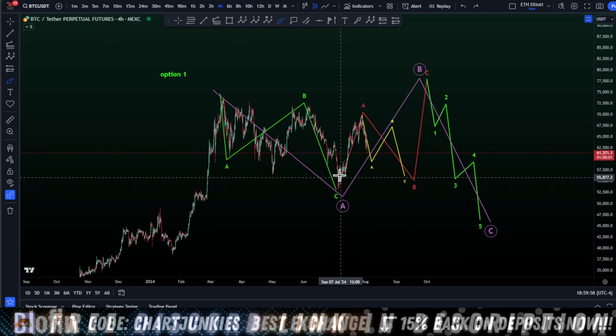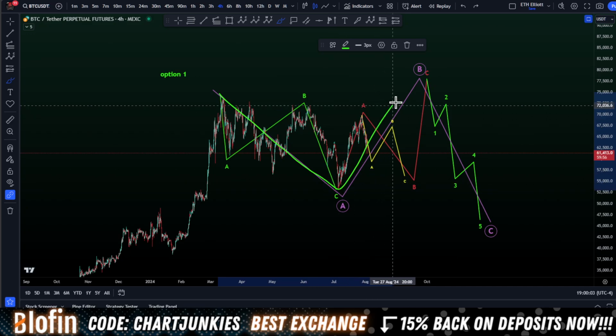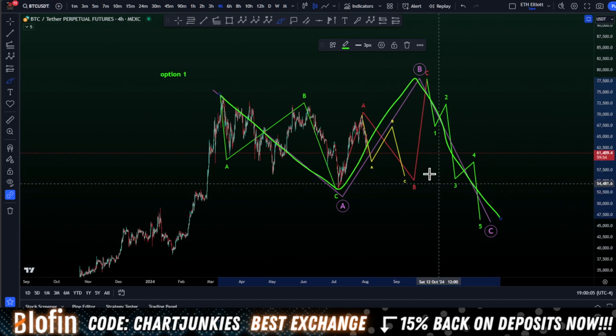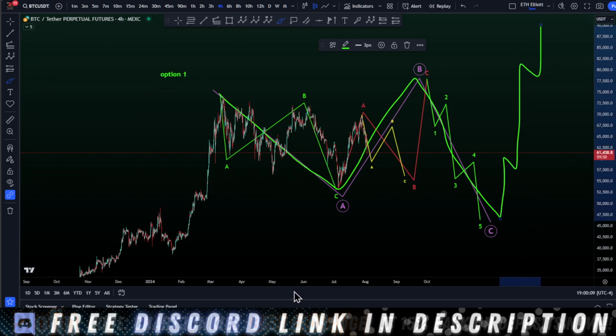In this scenario, this is a corrective pattern. It's a correction. Once we finish this, we would be looking to impulse higher to the upside. We would not be coming down to lower targets. We would be holding up here and impulsing to the upside. This is option 1. It's a flat. We're in the middle of it.